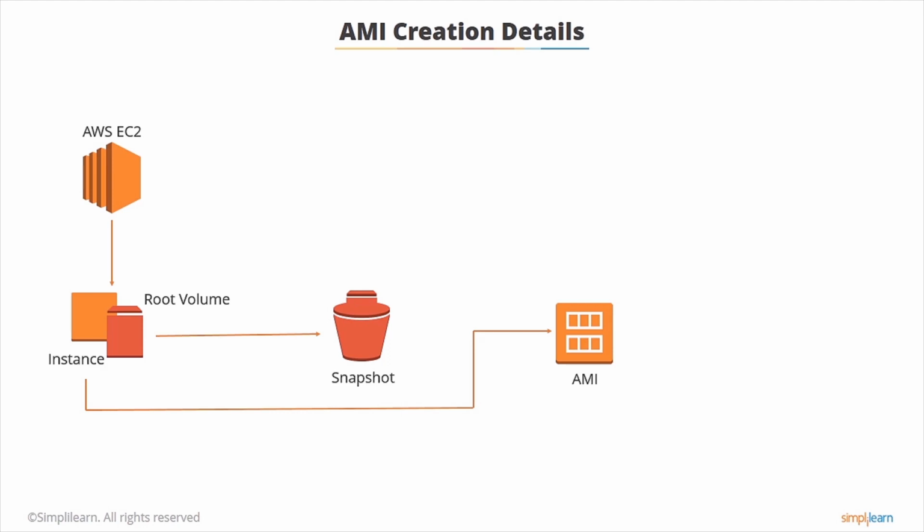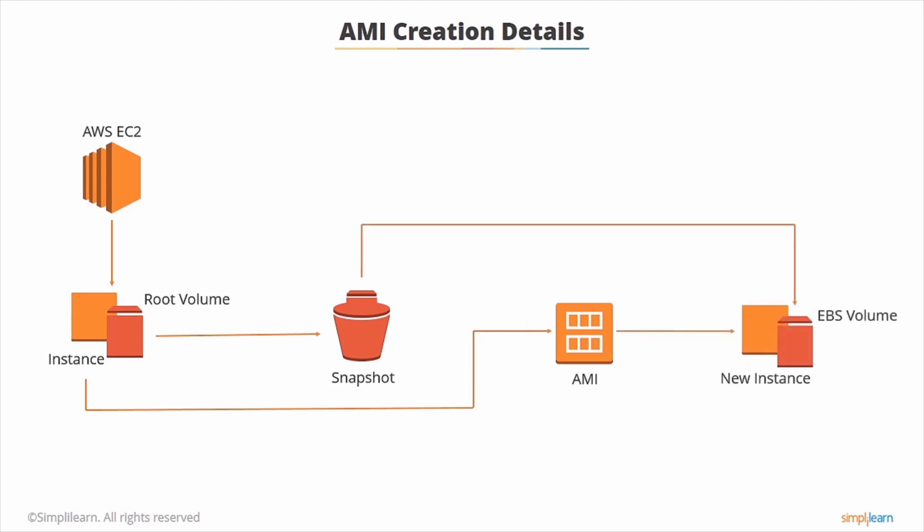After the process completes, you have a new AMI and snapshot created from the root volume of the instance. When you launch an instance using the new AMI, a new EBS volume for its root volume is created using the snapshot. Both the AMI and the snapshot will accrue charges to your account until you delete them.